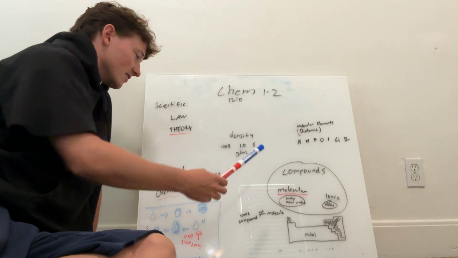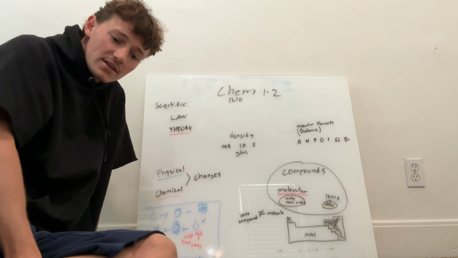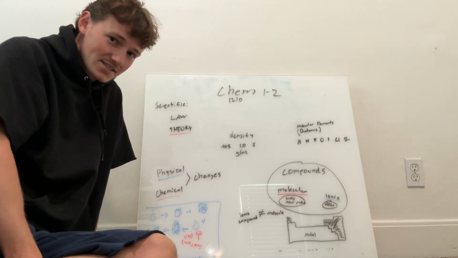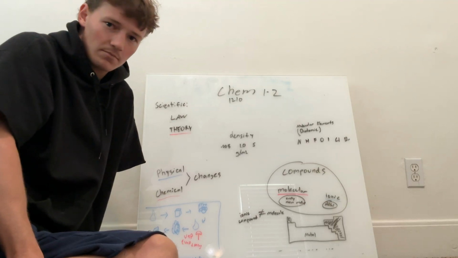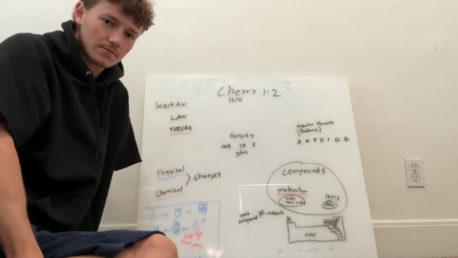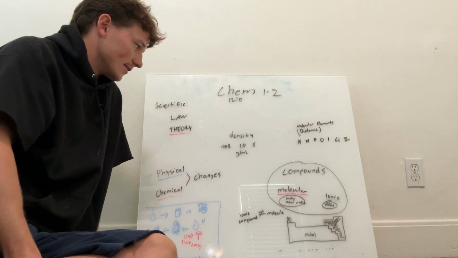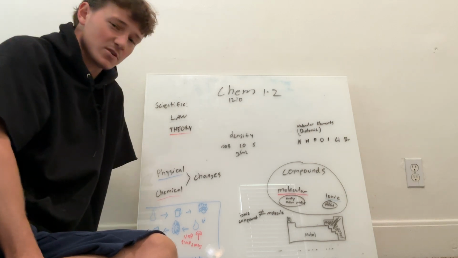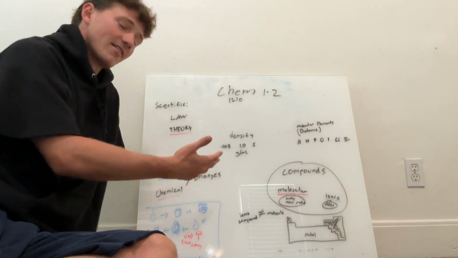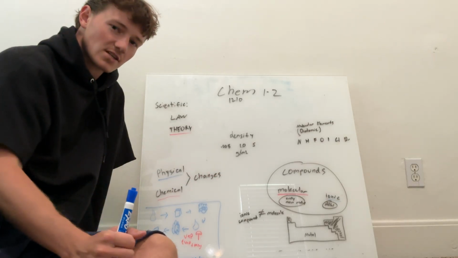Okay, density. Generally, the density of a gas is much less than 1. And when I say 1, I mean gram per milliliter. Generally, liquids are around 1, and solids are between 3 and 8. So like 5 would be a solid.